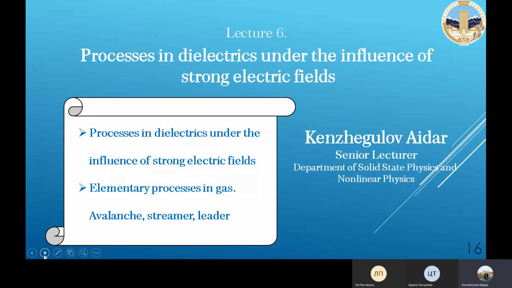Okay, the next lecture: processes in the dielectrics under the influence of a strong electric field. We talked about the processes in dielectrics under the influence of a strong electric field and the elementary processes in gas: avalanche, streamer, and leader.